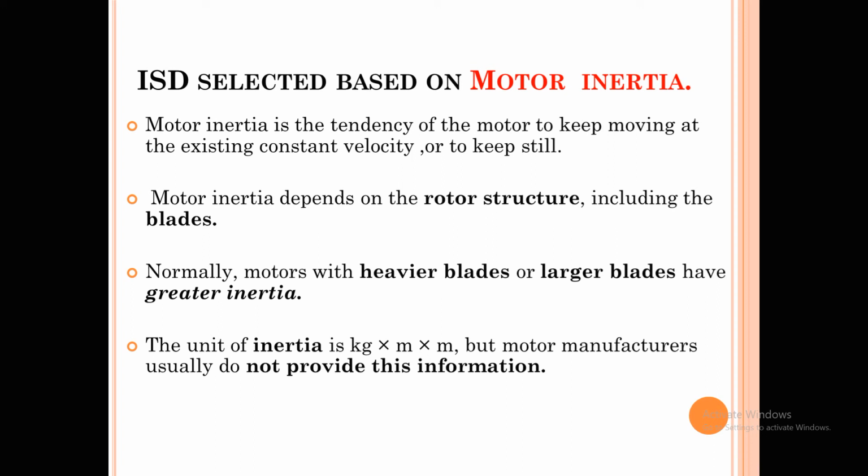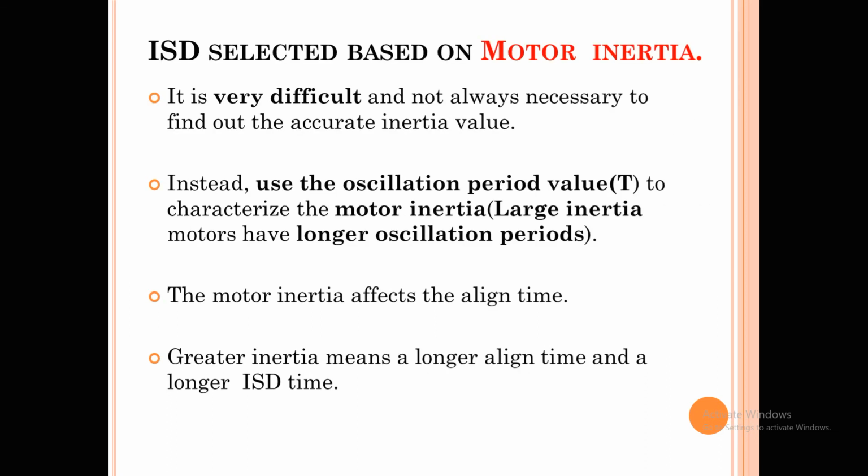So the motor inertia depends on the motor structure, including the blades. Usually a motor with heavier or larger blades has greater inertia. Inertia is all about the weight, how much it has. Some manufacturers might define the inertia value, but in most cases they don't provide this information, so it's very difficult. If you calculate it manually, it's really difficult, and you are not going to get very accurate data.